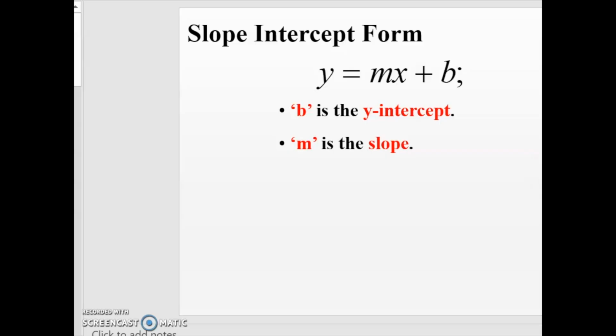So the format for slope-intercept form is y = mx + b. So we're going to look at some equations. We're going to practice using that format to graph.